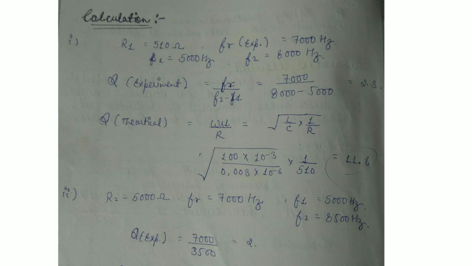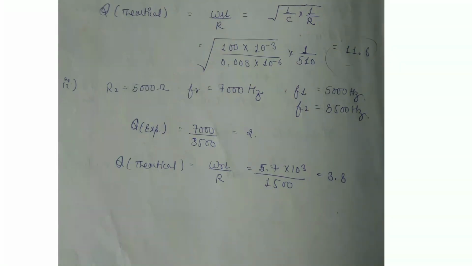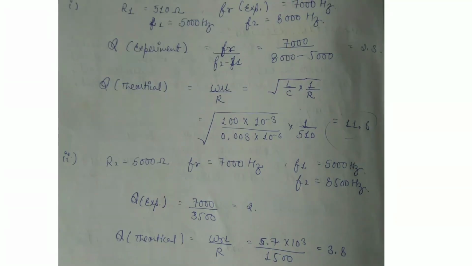Okay. For R2 is equal to 1500 ohm, we obtain FR is equal to, student shown, 7000 hertz, F1 is equal to 5000 hertz, F2 is equal to 8500 hertz, Q experimental is equal to 2. Q theoretical is equal to omega R L upon R, we obtain 3.8. Okay, so these are the two calculations we obtain here.